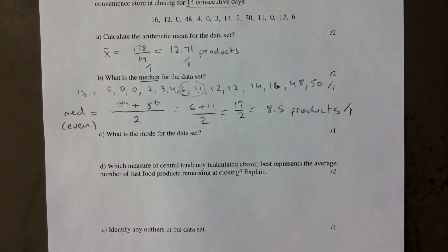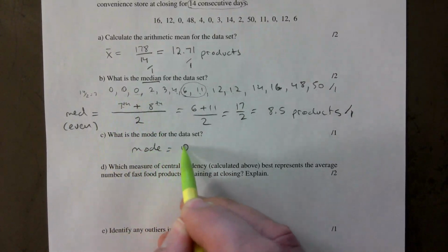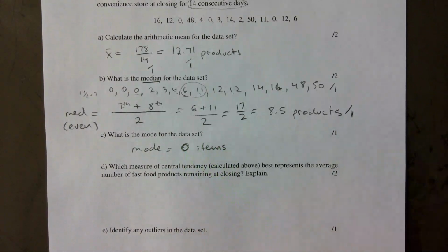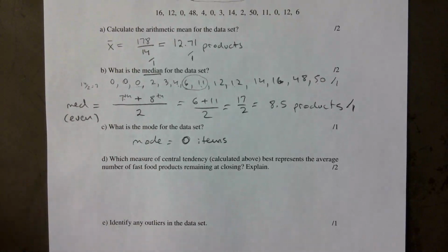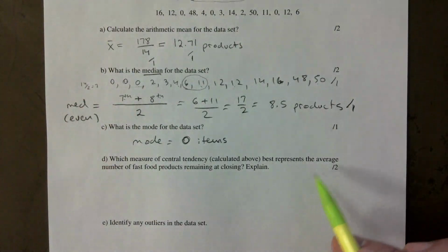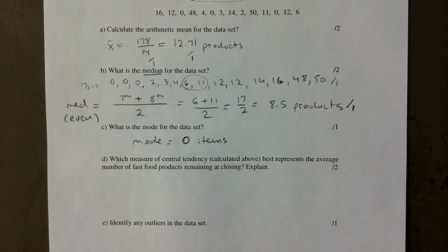What is the mode for this data set? And it is 0, right? 0 shows up. So the mode is 0 items left. Which measure of central tendency, which you calculated above, right? The mean, median, mode. Best represents the average number of fast food items remaining at closing.